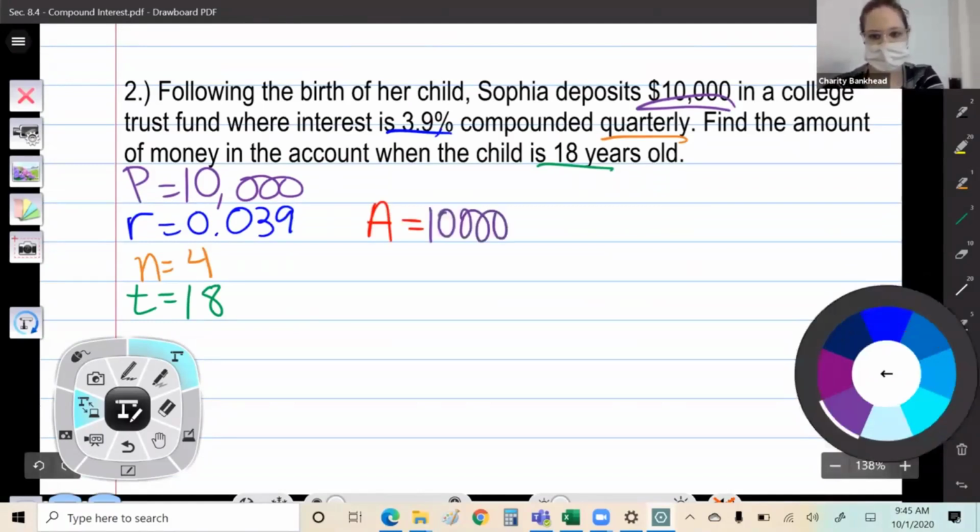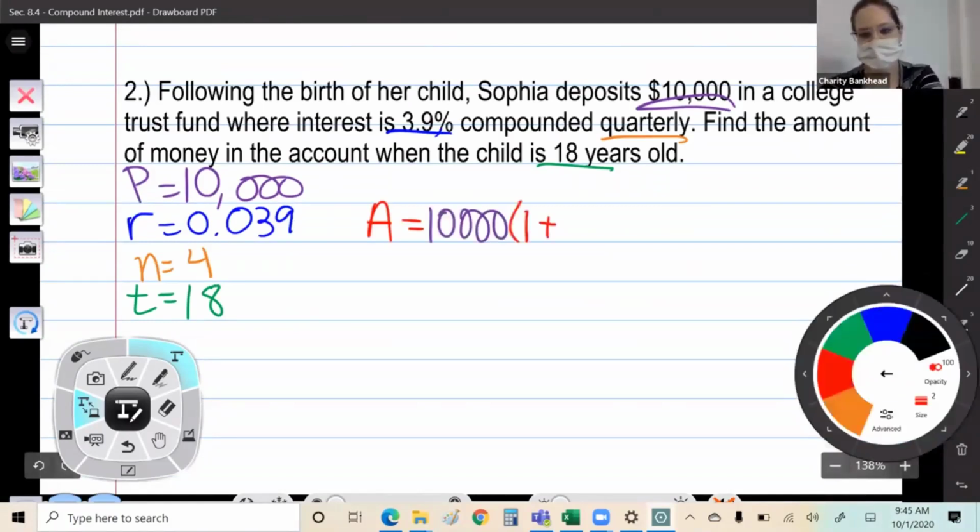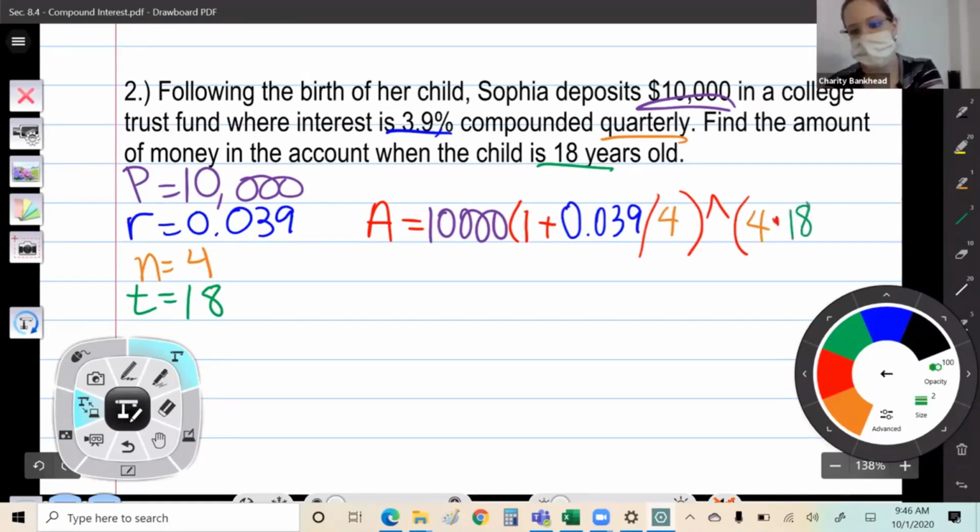So it would be A equals 10,000, open parentheses, 1 plus 0.039 divided by 4, and then close the parentheses, and then to the power of, open parentheses, 4 times 18. And then you would just put all of that into the calculator.